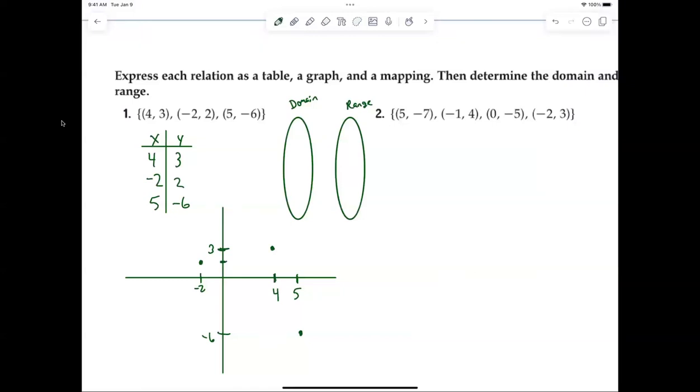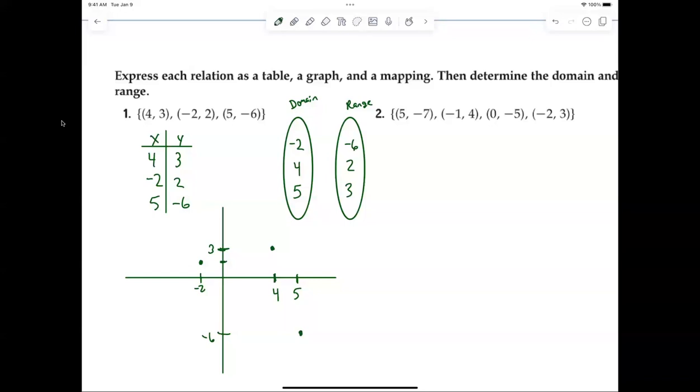So generally you put them in numerical order. So I'm going to go -2, then 4, then 5. Then I'm going to do a numerical order on the Y values. So that would be -6, then 2, then 3. Do we agree with that? Now, numbers are never repeated in your mapping.